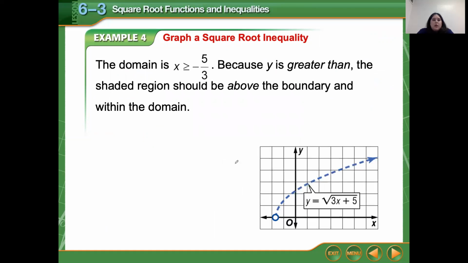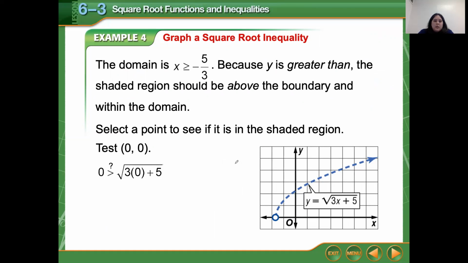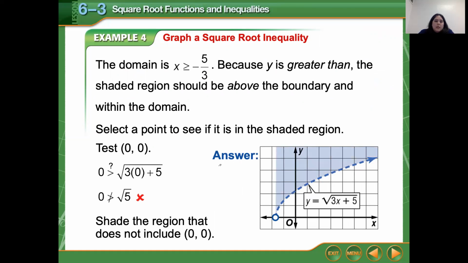So since it's saying the domain is x is greater than or equal to negative 5/3 and y is greater than the shaded region, we're going to test a point. So they test (0, 0) and find that is a false statement. So that tells me I shade in the opposite region. And do notice that it has a stopping point for the x values, that you don't go past that point.